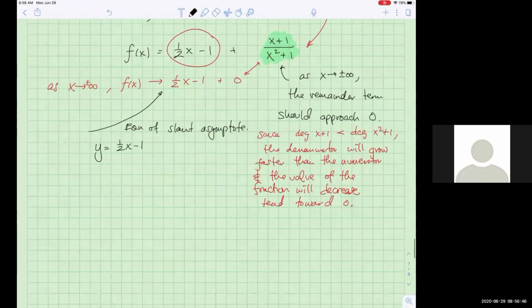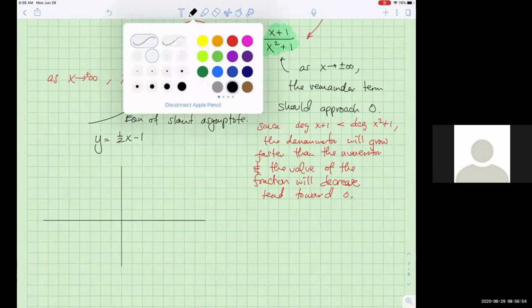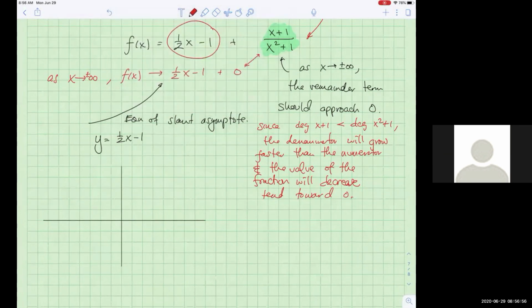Let me actually just draw it again for you guys really quick here. Let me draw this in red. So a y-intercept of -1, and then a slope of 1/2, which is up 1/2. It's going to look something like this.